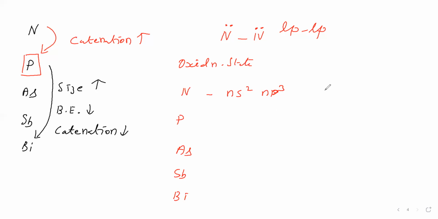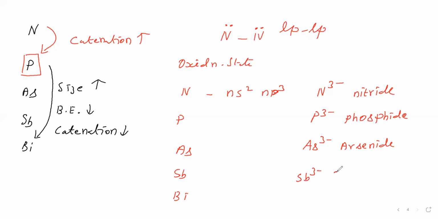If they gain 3 electrons, they form a 3 minus oxidation state. N3- we call a nitride, P3- a phosphide, As3- an arsenide, Sb3- an antimonide, and Bi3- a bismuthide. So these group 5A elements can show the -3 oxidation state.